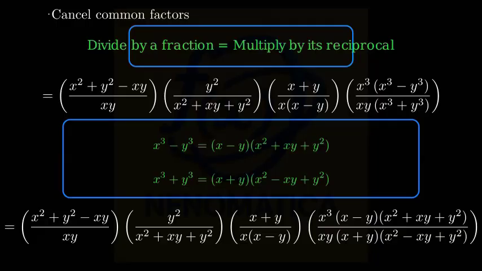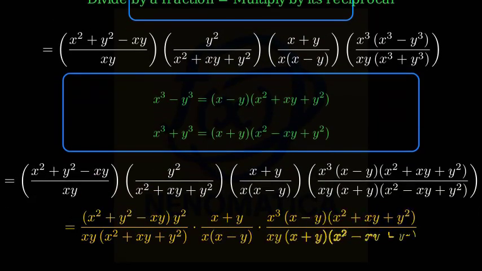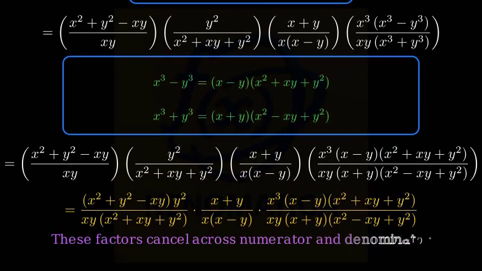Notice we have a lot of structure that will cancel out soon. Now gather the factors to see what cancels. We can cancel x cubed over x cubed, y squared over y squared, x plus y, x minus y, and x squared plus xy plus y squared.